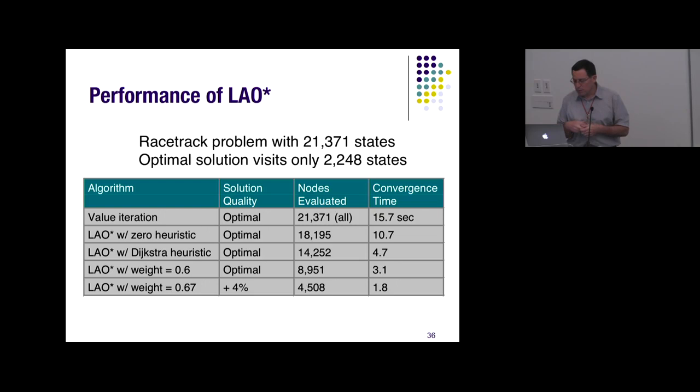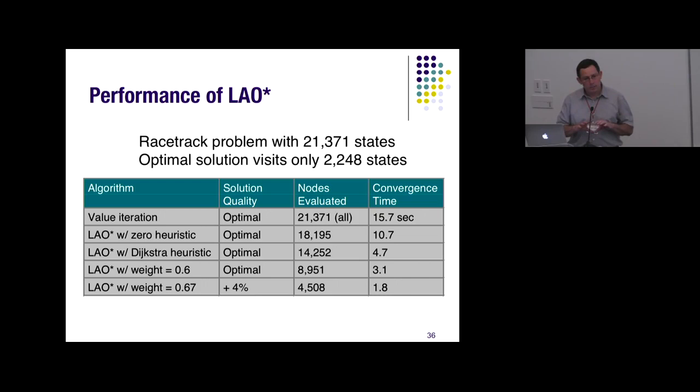If you use the Dijkstra heuristic, which is the shortest deterministic path, you get the optimal plan after 4.7 seconds. If you start using a weighted heuristic, you can get the optimal plan after 3.1 seconds, or within 1.8 seconds, you get a plan that is within 4% of optimal with an even higher weight. And you can see that the number of nodes evaluated is going down. So there has been some very interesting phenomena that was discovered with LAO star since then, and there's been a lot of interesting questions on that I didn't get into relating to search control.